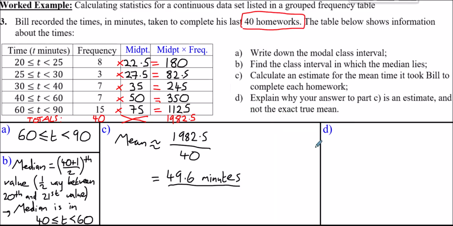Part D is quite a common type question. Explain why it's an estimate and not the exact true mean. Well, we didn't actually know any exact values. So this interval here, for example, we didn't know if these 8 values were 21 minutes, 21.5, 24.7. We just took the midpoint as a typical estimate for all of them.